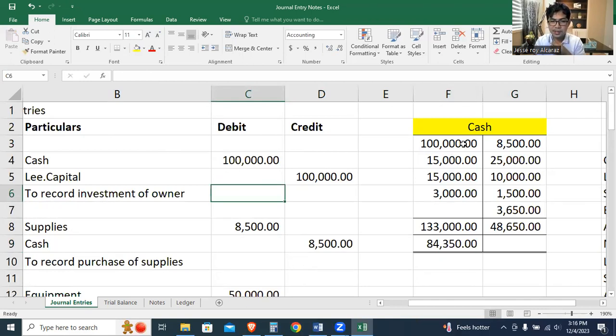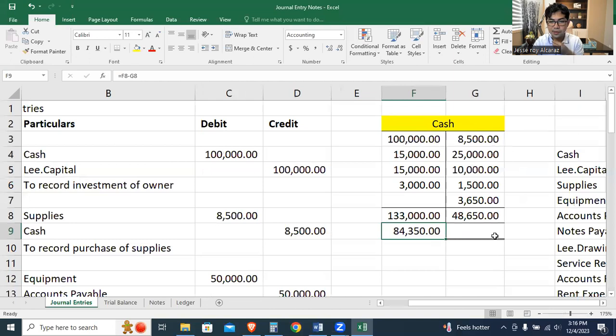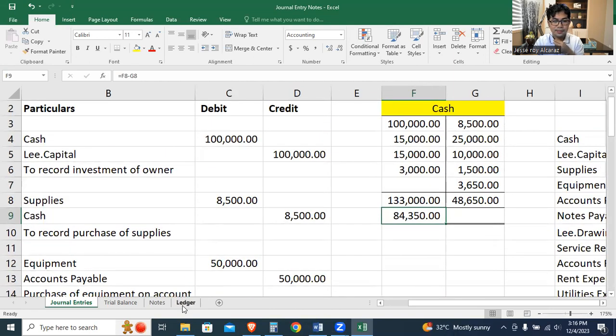This simply means that all throughout the accounting period, in our journal entries, there is an inflow of 133,000 pesos in cash. And at the same time, there is an outflow of cash amounting to 48,650. Therefore, at the end of the period, nabilin ta og 84,350 na cash. So that's what we call summarizing in accounting. So do this for everything, for all of the account titles.